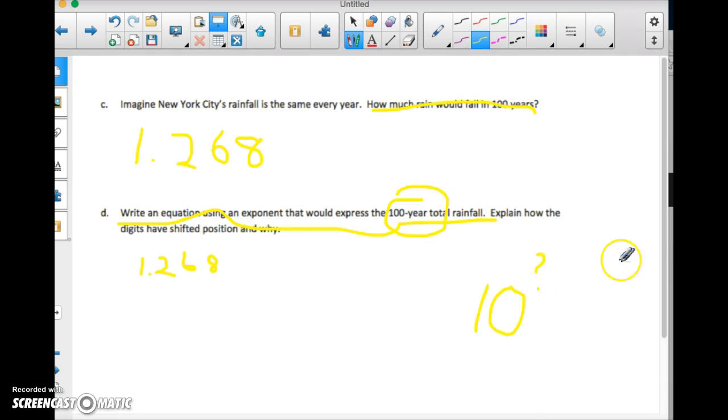Okay? Many of us missed the most important part of this question, which was our explanation. Explain how the digits have shifted. Did they shift greater? Did they shift less? How many places did they shift? Why did I choose to do that? What kind of math did I do that made the decision to shift my digits left or right? Good luck.